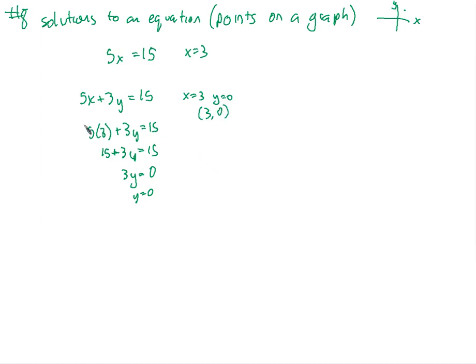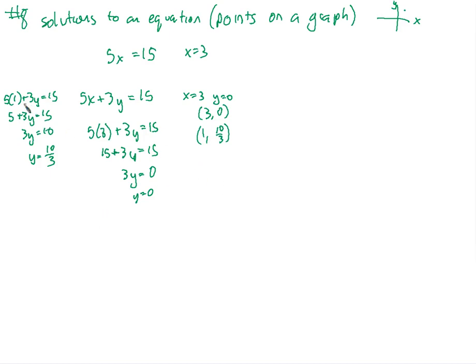But can we let x be 1? 5 times 1 plus 3y equals 15. So this is 5 plus 3y equals 15. Subtract 5 on both sides, 3y equals 10. y would have to be 10 thirds, okay? So if x is 1, then y has to be 10 thirds. Now, both of these values, if you plug them in for x and y, make the equation true also. So we have two solutions, not just one.